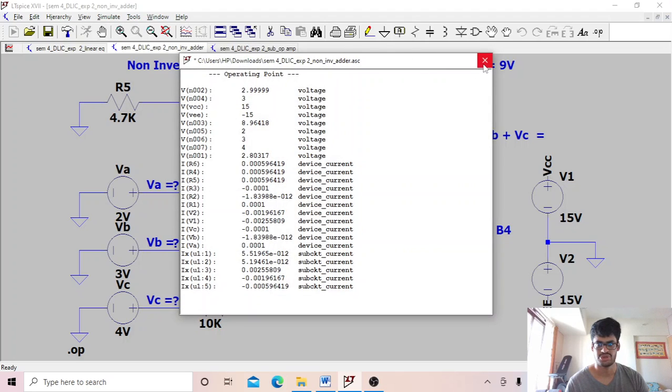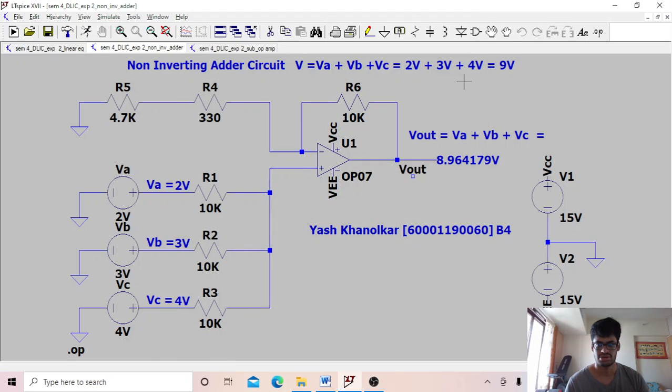So you can see the operating point here, and you can see that the addition we expect is 9 volt and we are getting 8.96 volts, so that's okay. You can also do the same thing as the subtractor circuit for the other op amps, LM741, TL081, and you can change the resistor values and see what happens. And this is what you do for the non-inverting adder circuit.